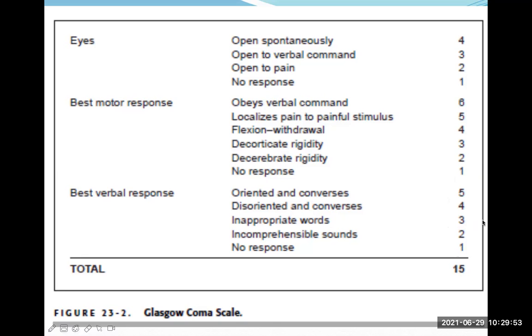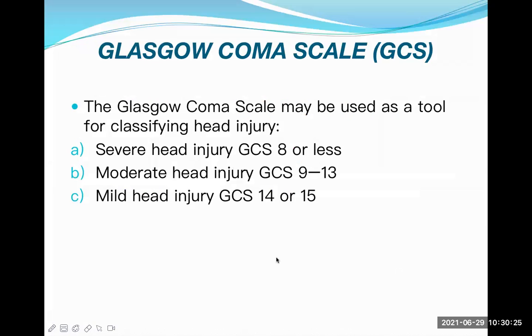And the minimum score is how much? What is the minimum score? Yes? 3. Exactly. The minimum score is 3. See this? 1, 1, and 1. You add all these three points together, it will be 3. It is not 0. So many students simply answer it is 0. It's not like that. It is 3. And the maximum is 15. So this is how we interpret the Glasgow Coma Scale.